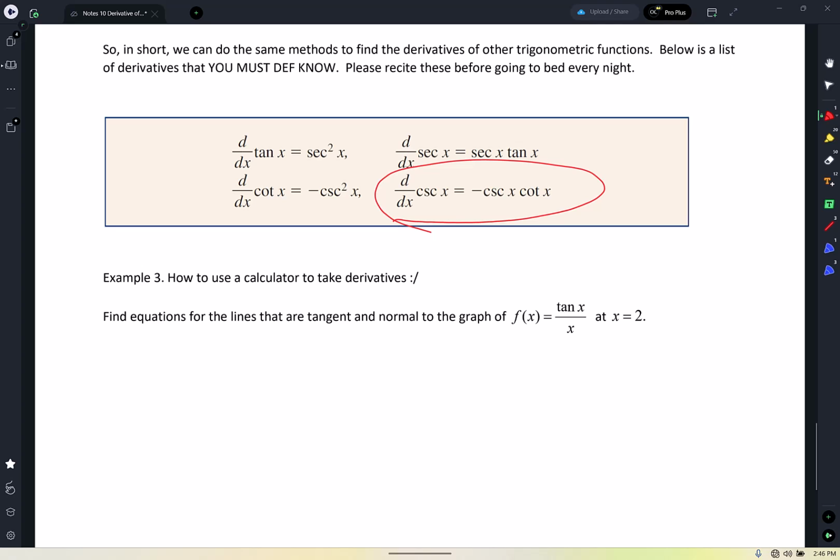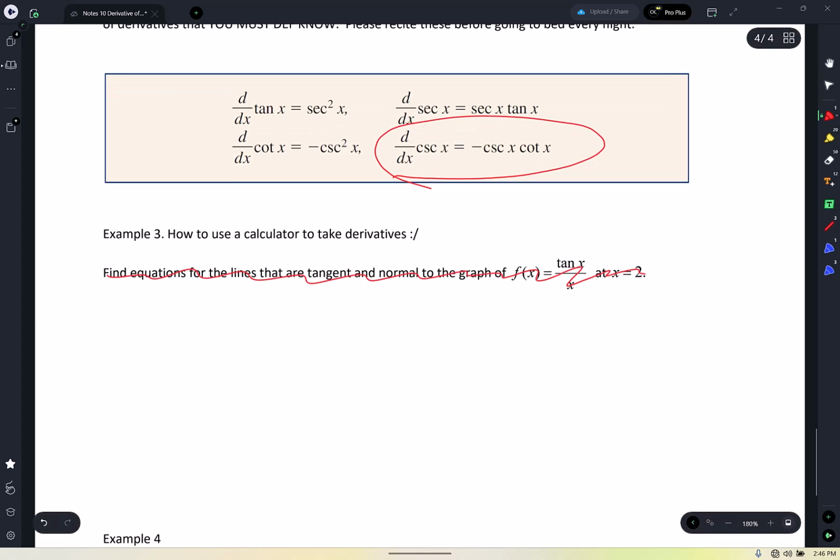Okay, so here we go, guys. And I know it says find the equation of the tangent for this. So let's go ahead and scratch it out. We'll do that another time. It's not a big deal because that's just using the calculator.